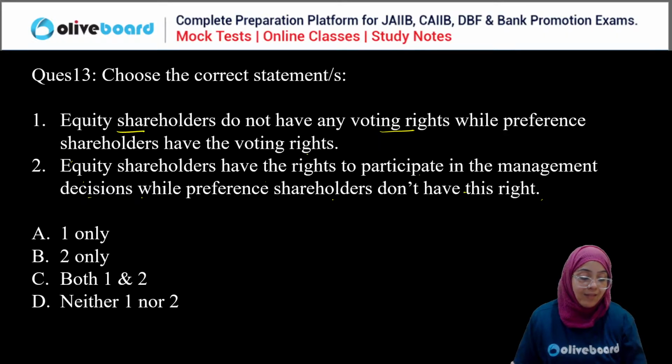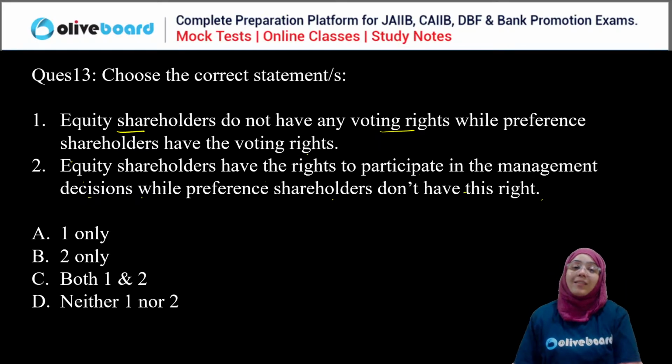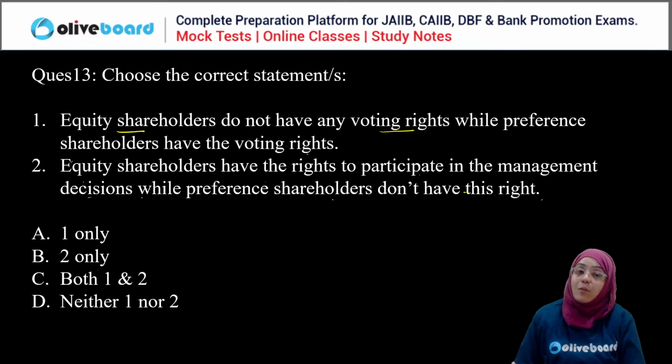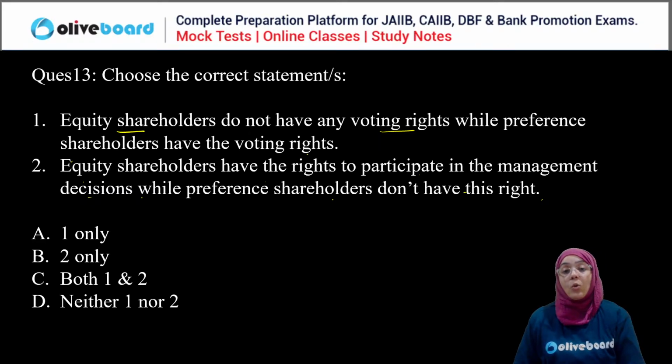Everyone, please answer this question and choose the correct statement. Very simple. Just focus and answer this question. Equity shareholders do not have any voting right while preference shareholders have the voting right. Equity shareholders have the right to participate in the management decision while preference shareholders don't have this right. Correct statement. Right, B is the correct statement.